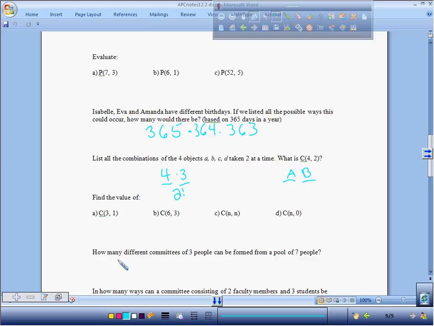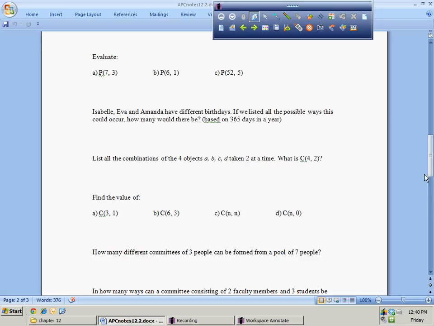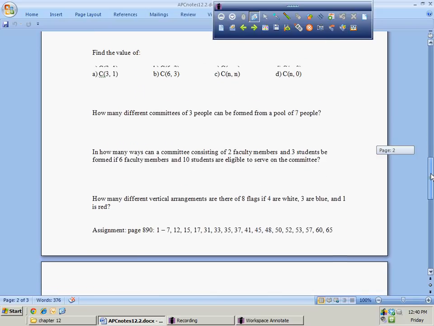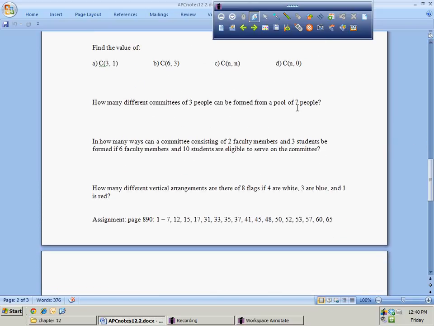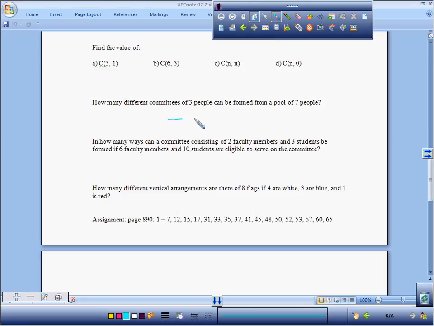So for example, say I want to choose how many different 3-person committees you can get from a pool of 7 people. So 1, 2, 3. How many choices for here? 7. How many choices for here? 6. How many choices for here? 5.